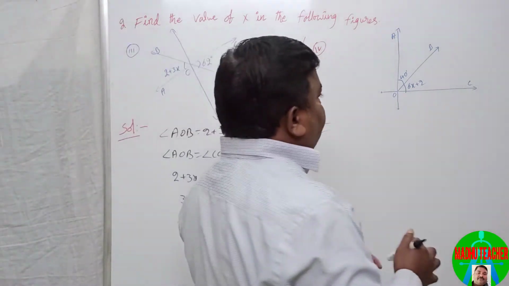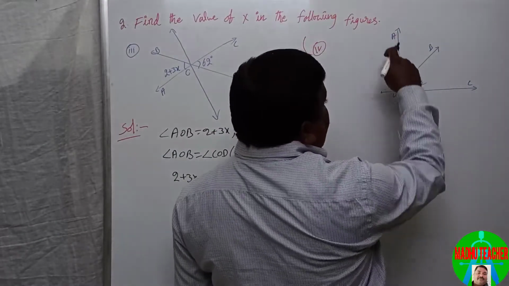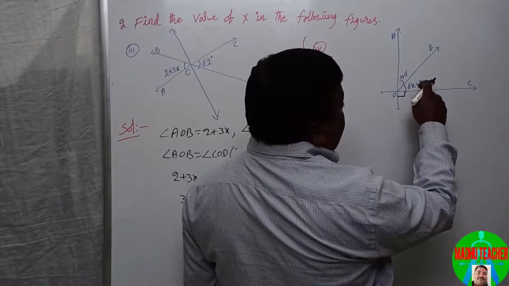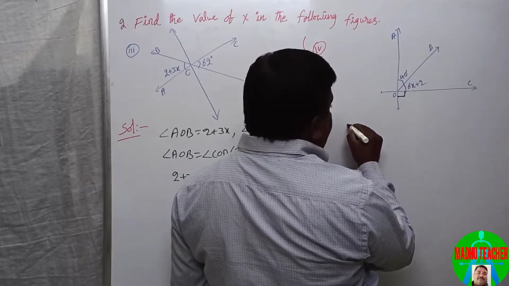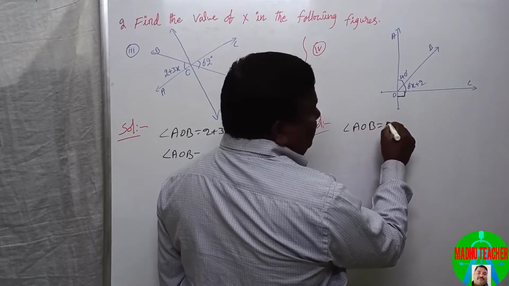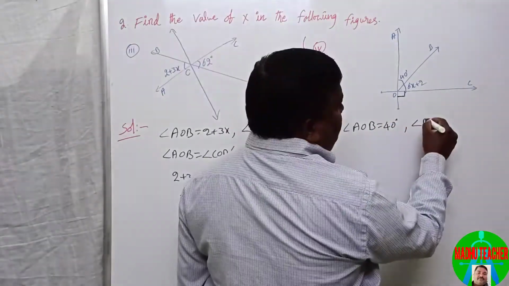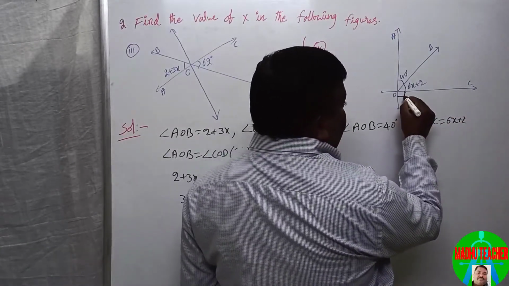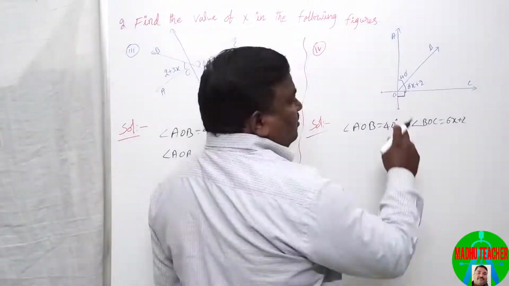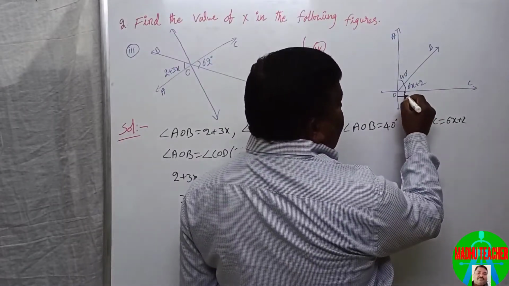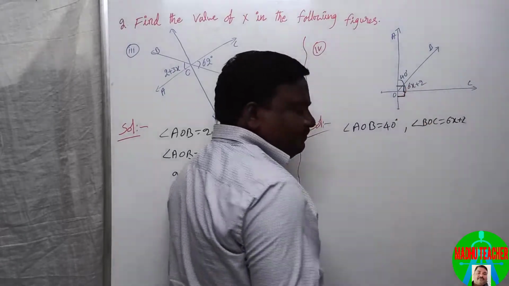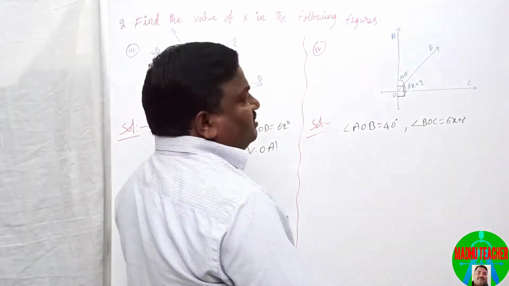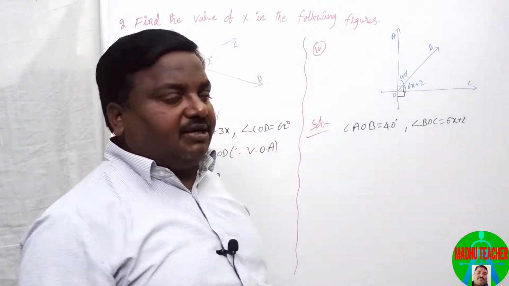The next, fourth one, okay. Here angle AOB equals 40 degrees and angle BOC equals 6x plus 2. So what is given? Angle AOB equals 40 degrees and angle BOC equals 6x plus 2. Given this perpendicular side, that means this angle is 90. That means the sum of these two angles is 90 degrees.